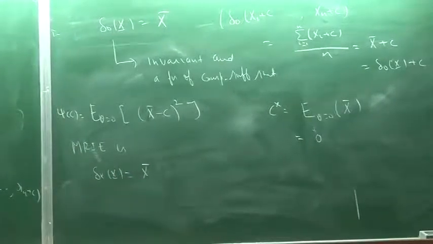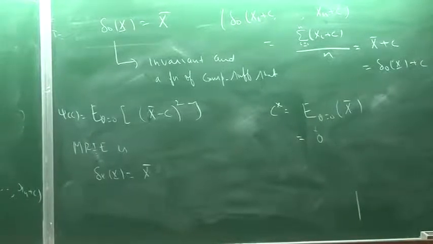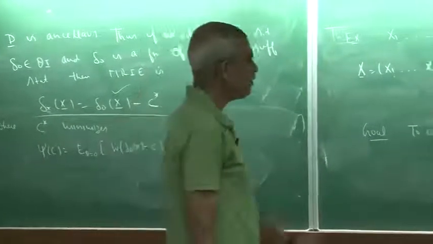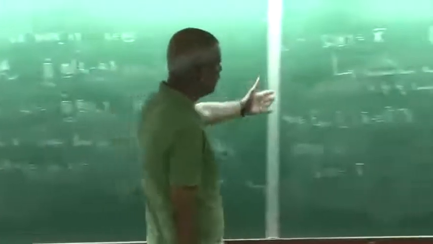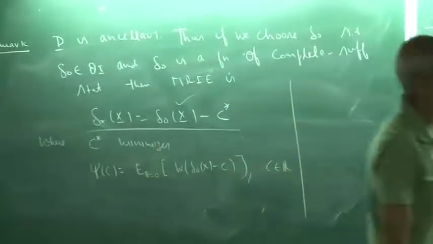And of course, just to make sure that you have not made any calculation mistakes, your MRE under the squared error loss function should be unbiased, and you know that the expected value of X bar is theta, so it is unbiased. Of course, this is a very straightforward application. You could have used the formula for the MRE under squared error loss function, which we did under that theorem.